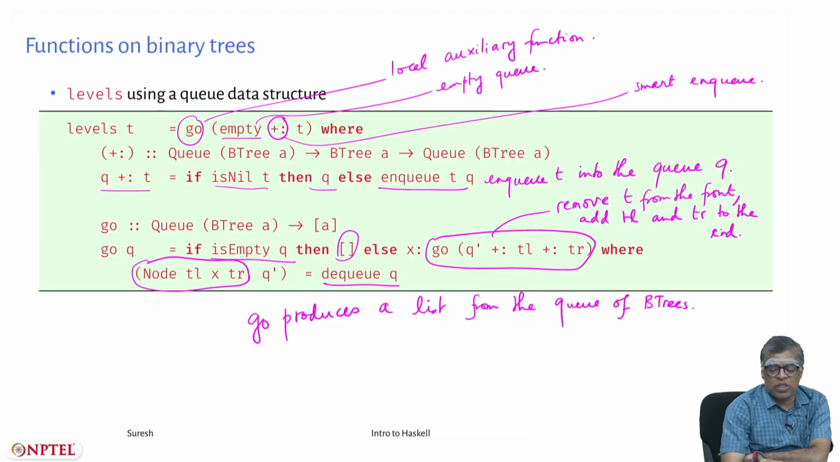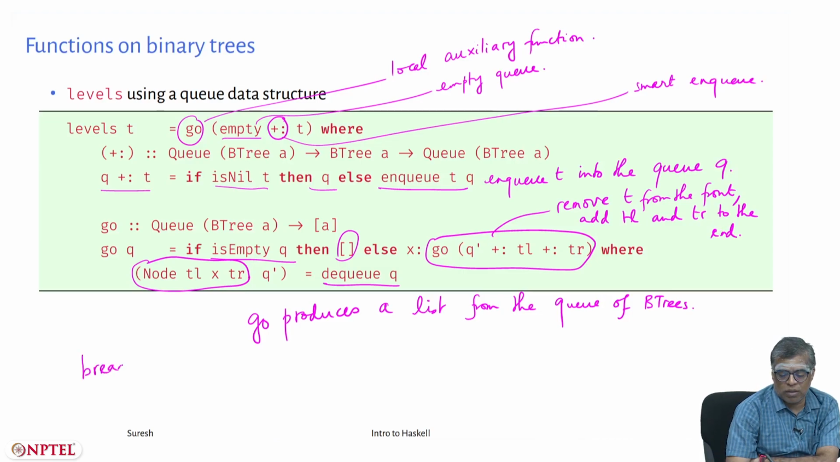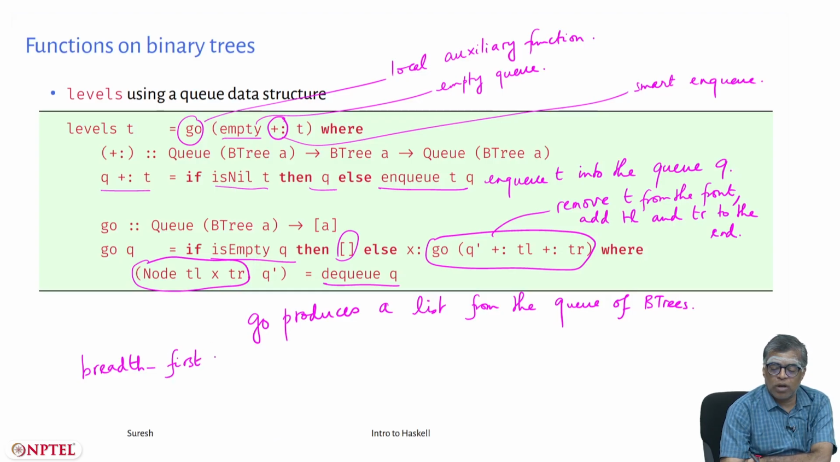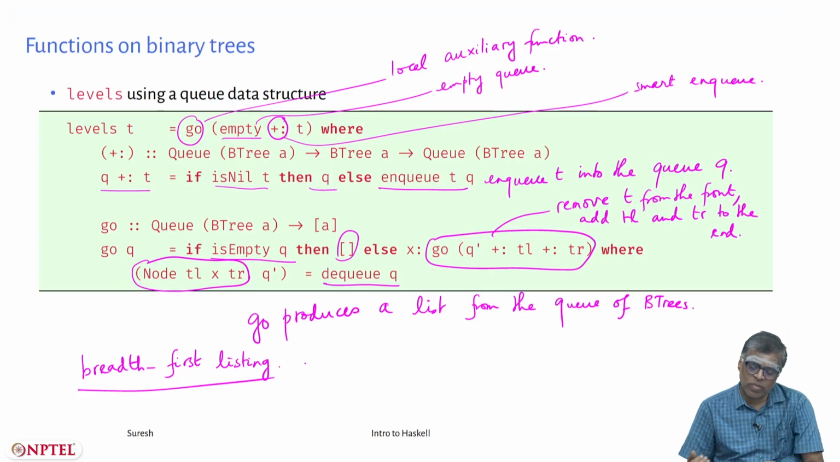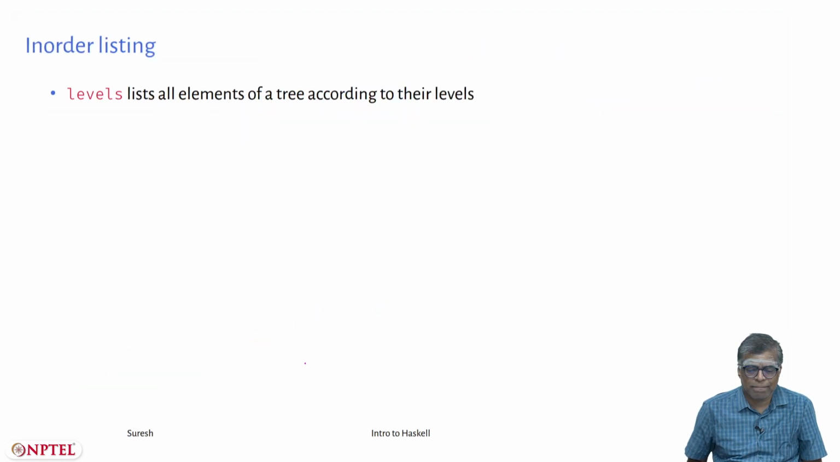Okay, so this is the program, and in fact, I should have called it breadth first listing. Okay, so this is a program that prints things level by level. We will look at examples of all these once we have some means of creating trees in a convenient manner. At this point I will go to the code and show you these levels and how it works.